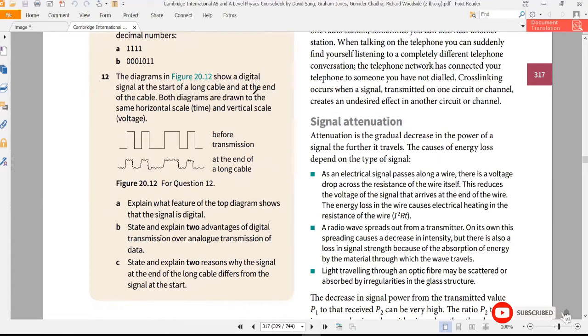Okay, next question: the diagram in figure 20.1 shows a digital signal at the start of the long cable and at the end of the cable. Both diagrams are drawn to the same horizontal scale (time) and vertical scale (voltage). Okay, it means that the graph is the same for both curves.